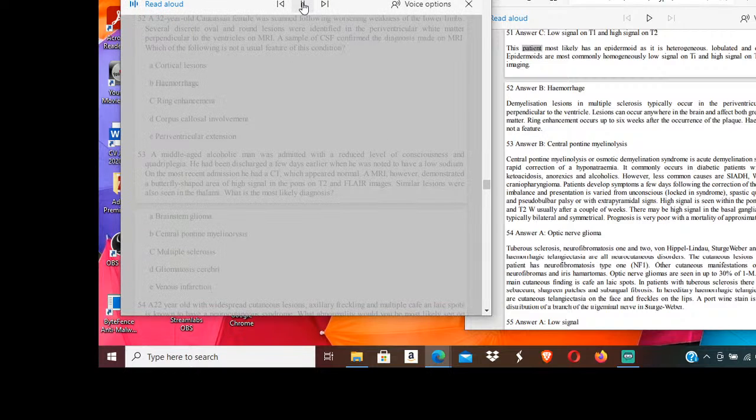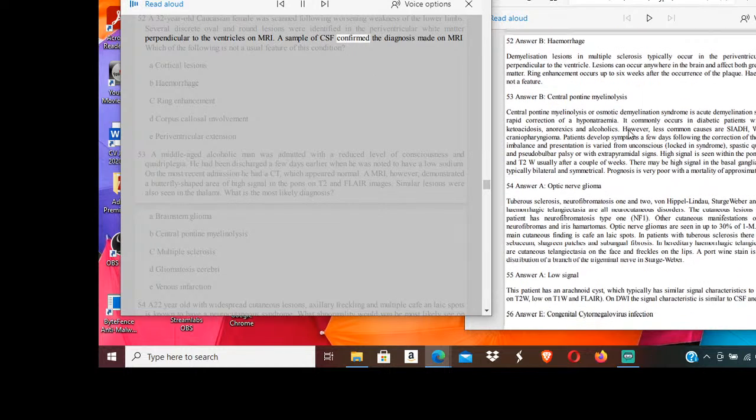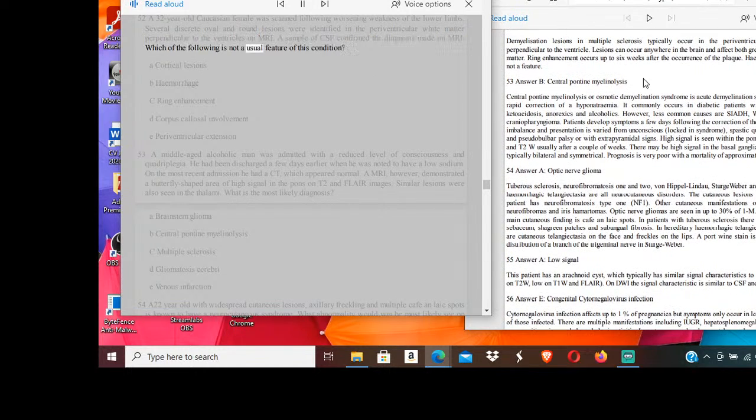52. A 32-year-old Caucasian female had a scan following worsening weakness of the lower limbs. Several discrete oval and round lesions were identified in the periventricular white matter perpendicular to the ventricles on MRI. A sample of CSF confirmed the diagnosis made on MRI. Which of the following is not a usual feature of this condition?